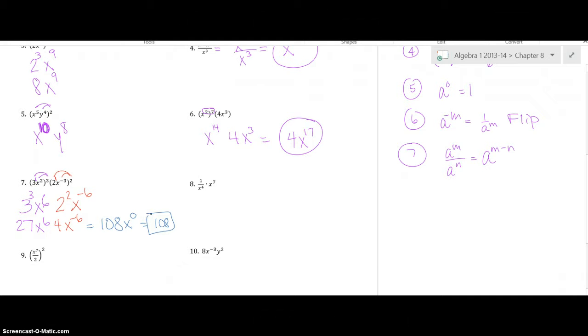Alright, number 8, to begin, because we're multiplying with a fraction here, I'm going to put the x to the 7th over 1. When you multiply fractions, you multiply straight across, so 1 times anything is itself, so we're going to have x to the 7th over x to the 4th. Now we're going to use rule number 7 and subtract the exponents, so we get x to the 3rd.